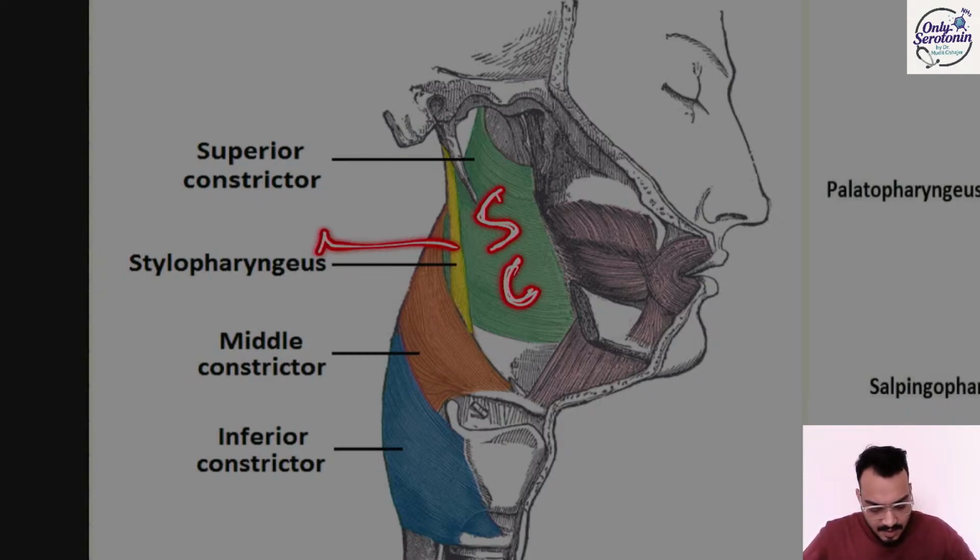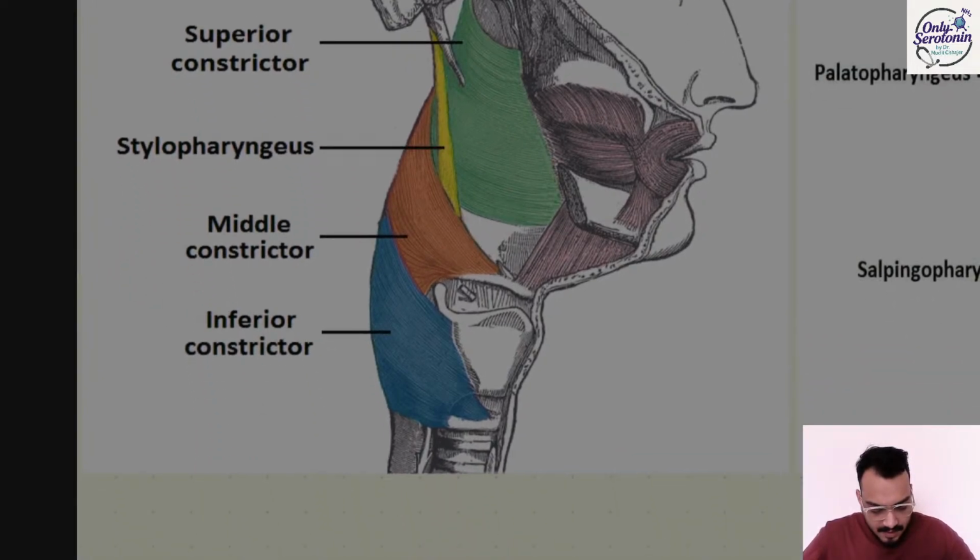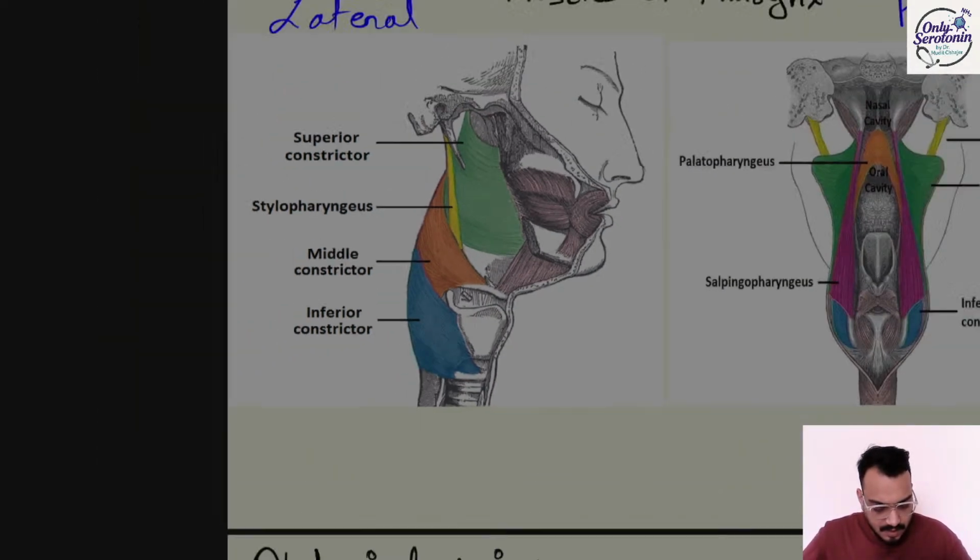Then you have the yellow color muscle, that is stylopharyngeus muscle. Then this orange color muscle is the middle constrictor muscle. And the last one is your inferior constrictor muscle. Superior constrictor, stylopharyngeus, middle constrictor, and inferior constrictor muscle.